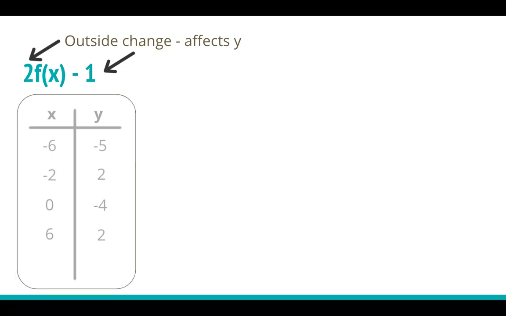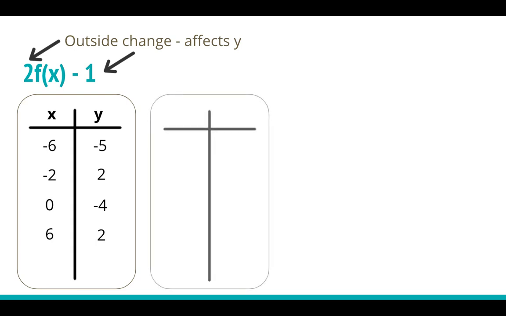Here's our first transformation, 2 f of x minus 1. These are both on the outside, so they're an outside change and it affects the y. Here's our original table again. So if we want to transform this to our new table, the x's stay the same, so I'm just copying those down. Because the change is on the outside and it affects the y value, we say 2y minus 1. 2 times the y value, minus 1.